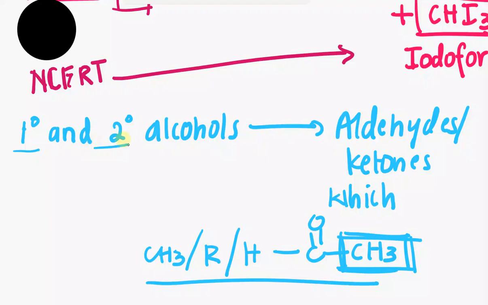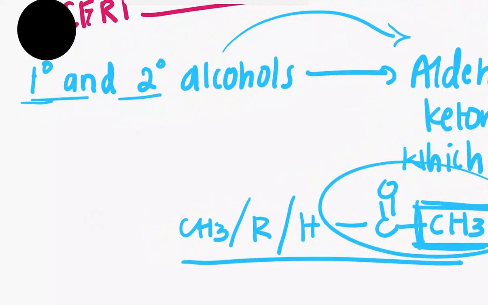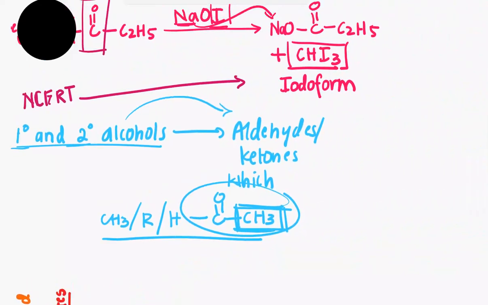If 1 degree and 2 degree alcohols are oxidized to aldehydes or ketones, which produce this unit, those alcohols can also show haloform reaction. That is it. Thank you.